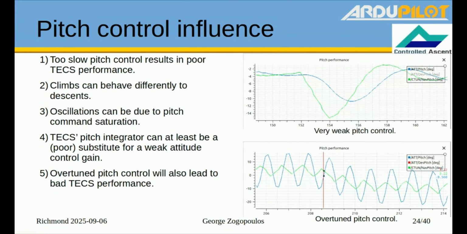In the next section, I want to touch upon the pitch control influence on the TECS tuning. So TECS produces a pitch reference, a pitch command, that it expects to be carried out and served by the pitch control loop. But the pitch control loop isn't ideal. It might be loosely tuned, and an example of this is in the top figure, where the green line is the commanded pitch angle, and the blue line is the achieved pitch angle.